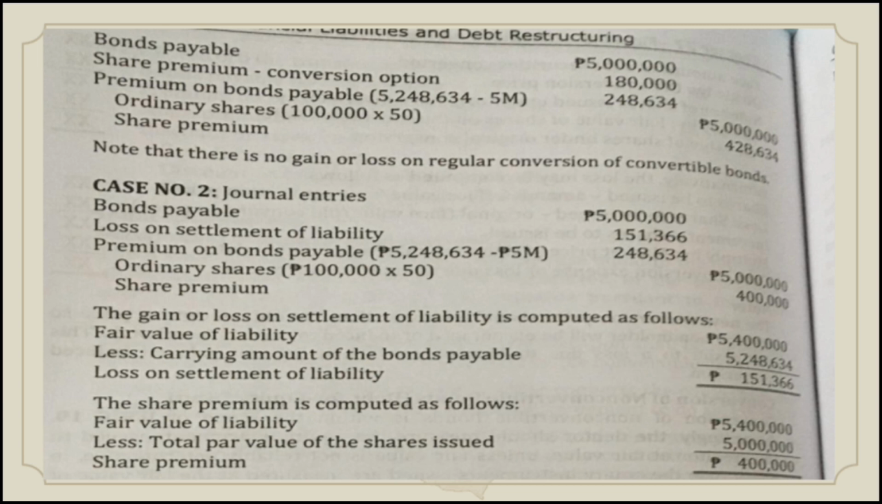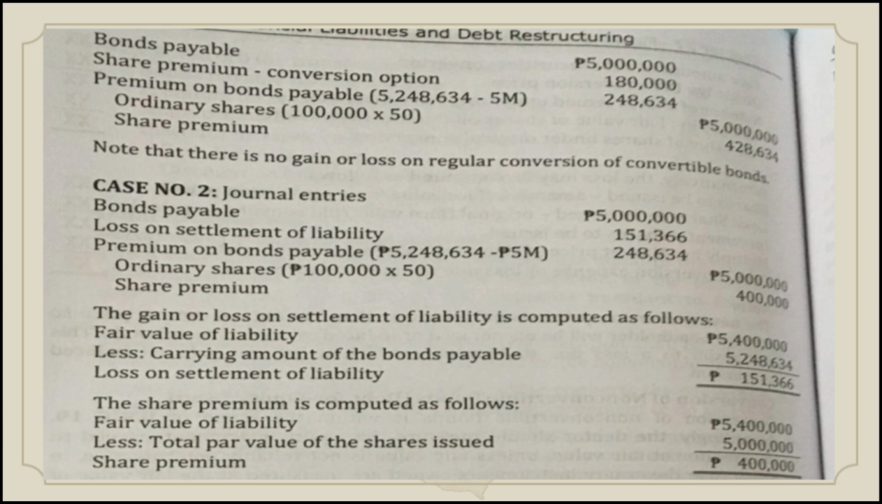So, ato siyang minusan sa carrying amount sa bonds payable nga 5,248,634. So, naa tay loss sa settlement of liability nga 151,366. And then, mag-debit ta og premium on bonds payable nga 248,634. And then, mag-credit na ta og ordinary shares nga 5 million and then share premium nga 400,000.